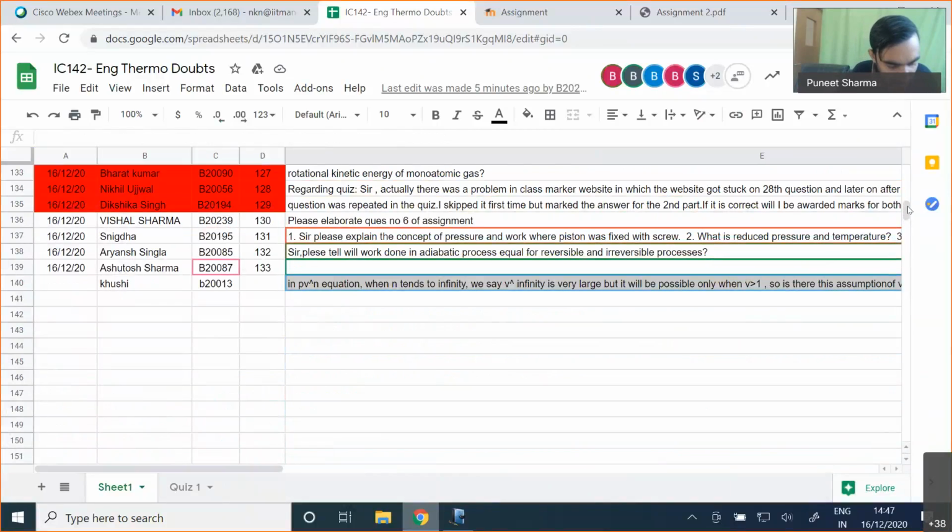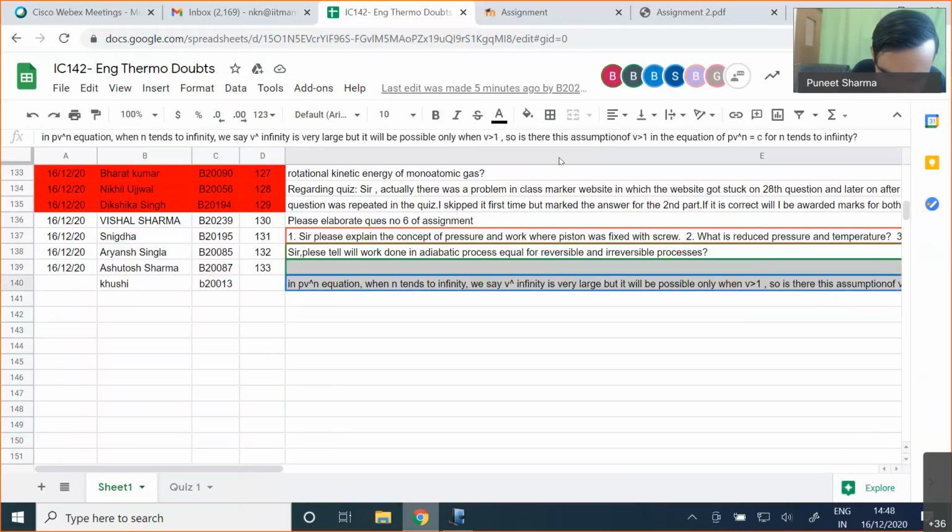Okay, then the next question is, Asutosh, you have not written any question. Beyond that, there is one more question: in the PV power n equation, when n tends to infinity, we say V power infinity is very large, but it will be possible only when V is greater than 1. So is there this assumption in the equation of PV power n?